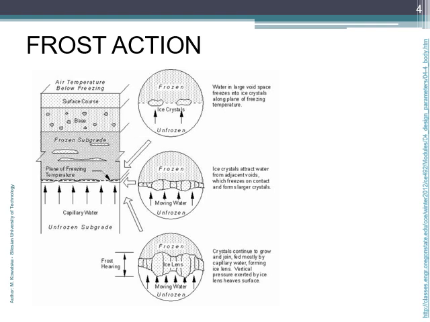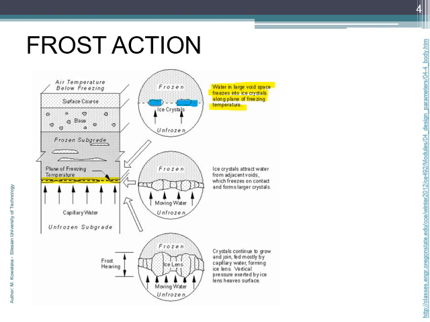So let's see what happens at the freezing front. Okay, so here we have the freezing front. First of all, the water in the large void space freezes into ice crystals along the plane of freezing temperature. Okay, so here we've got the ice crystals that are slowly forming along this plane.